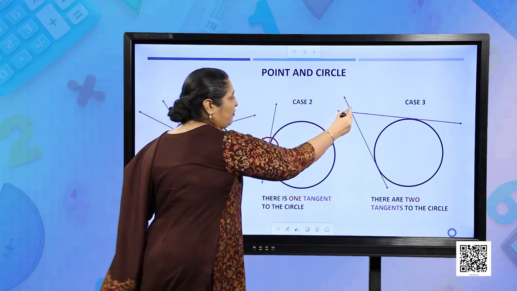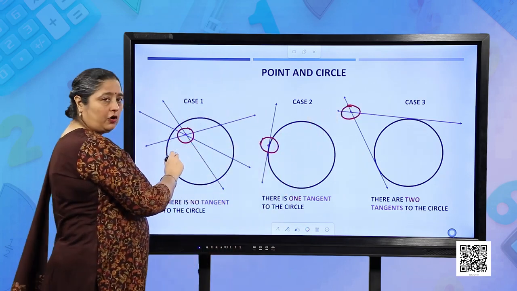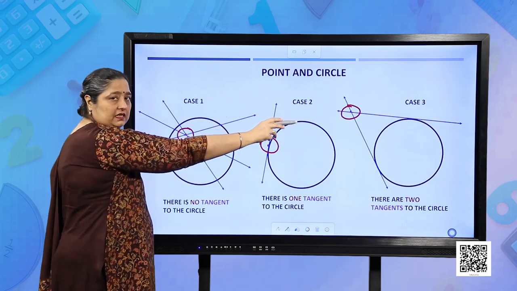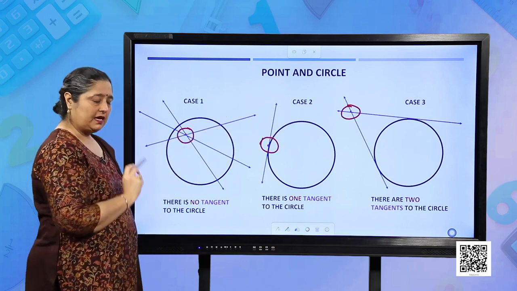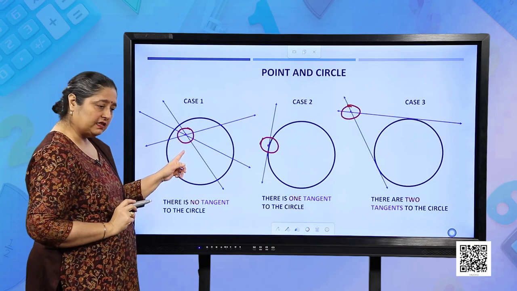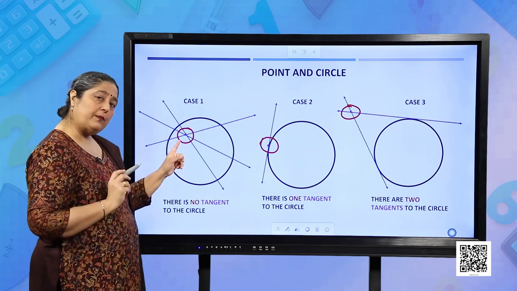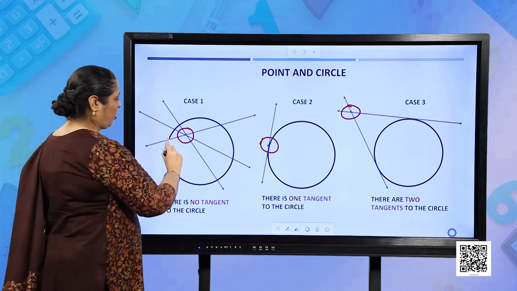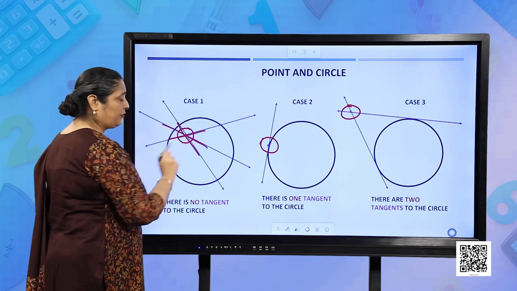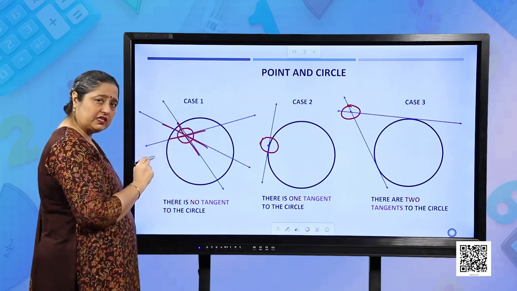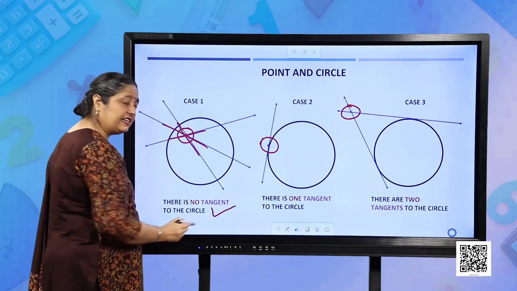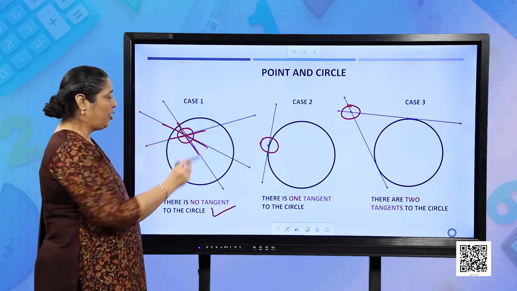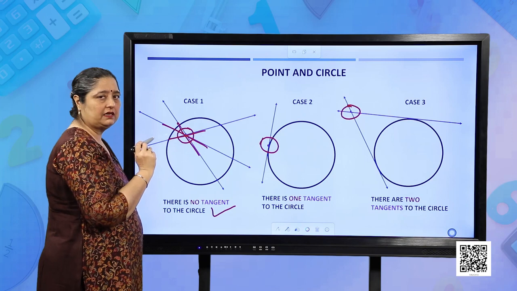Three cases, we have a point inside the circle, on the circle, outside the circle. Let me see the first case. When we have the point inside the circle, can we draw a tangent? We can draw a number of lines. But is there any tangent? No, we do not have any tangent on the circle when the point is inside the circle.